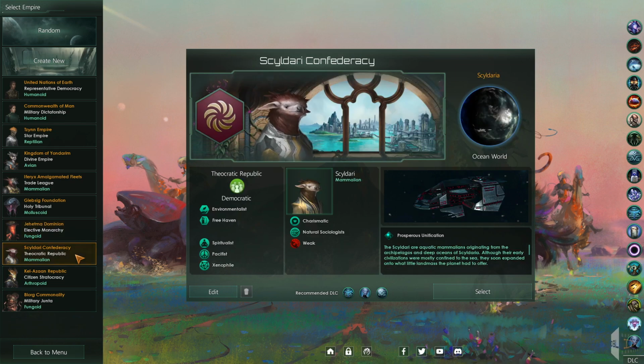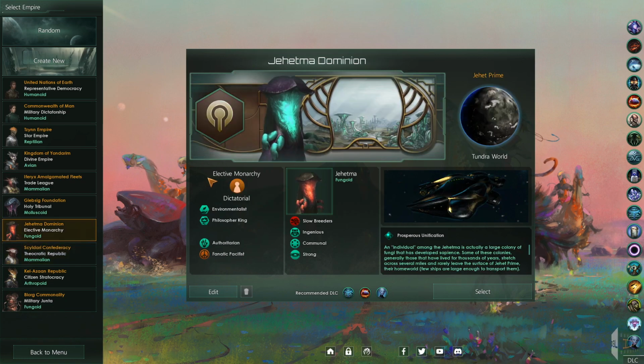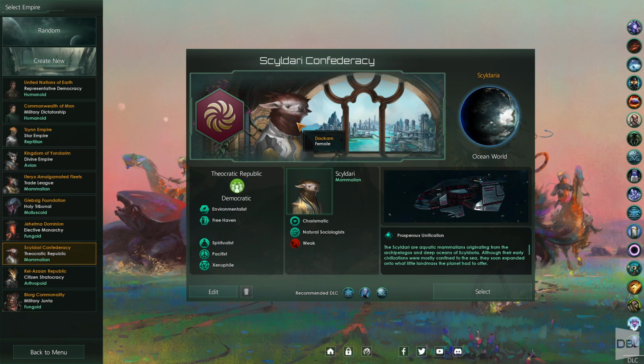Got it? All right, let's try and bang the rest of these out. Skuldari Confederacy, Theocratic Republic. What did I look at? They were elected monarchy. Okay. Dictatorial. Ocean World. Interesting looking creatures. They are mammalian.